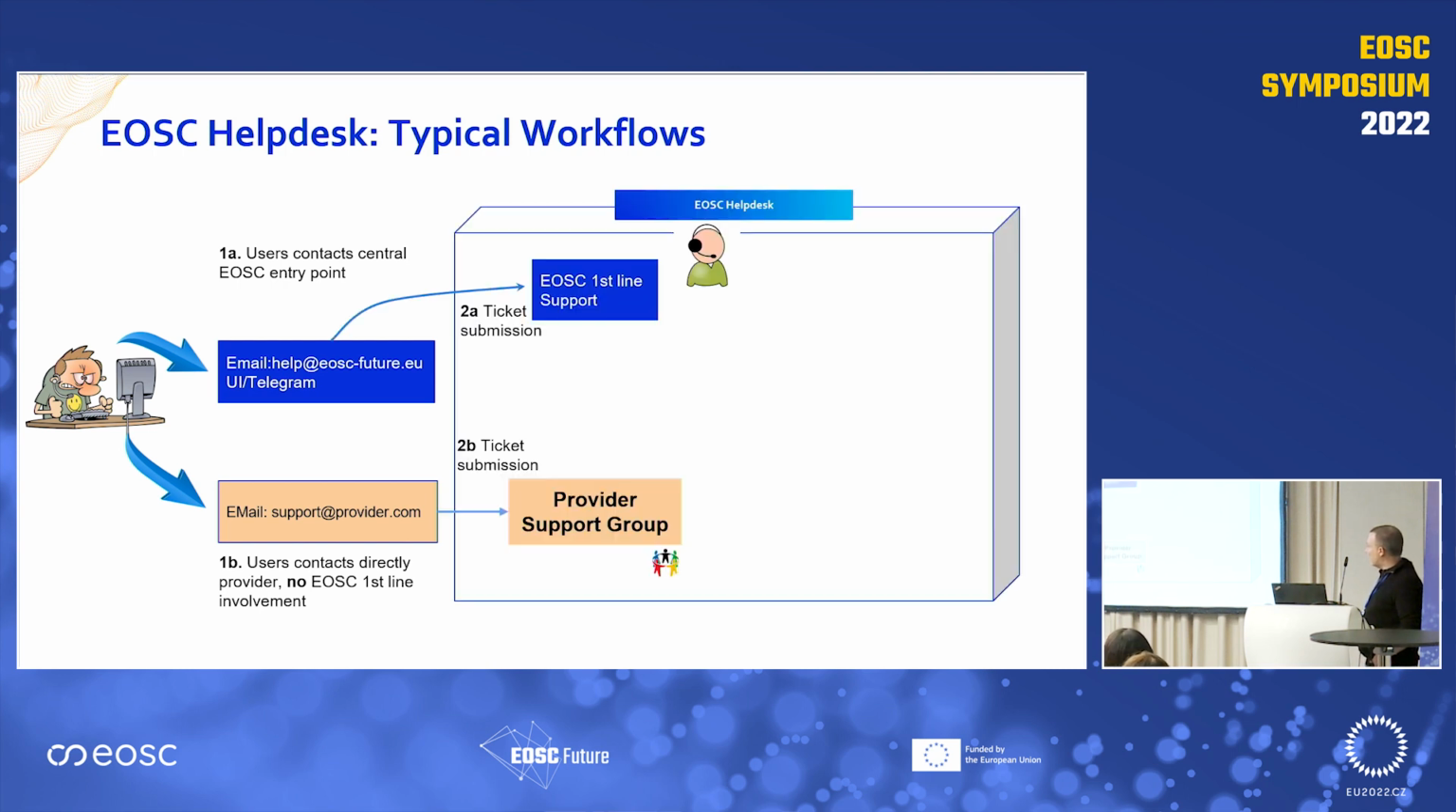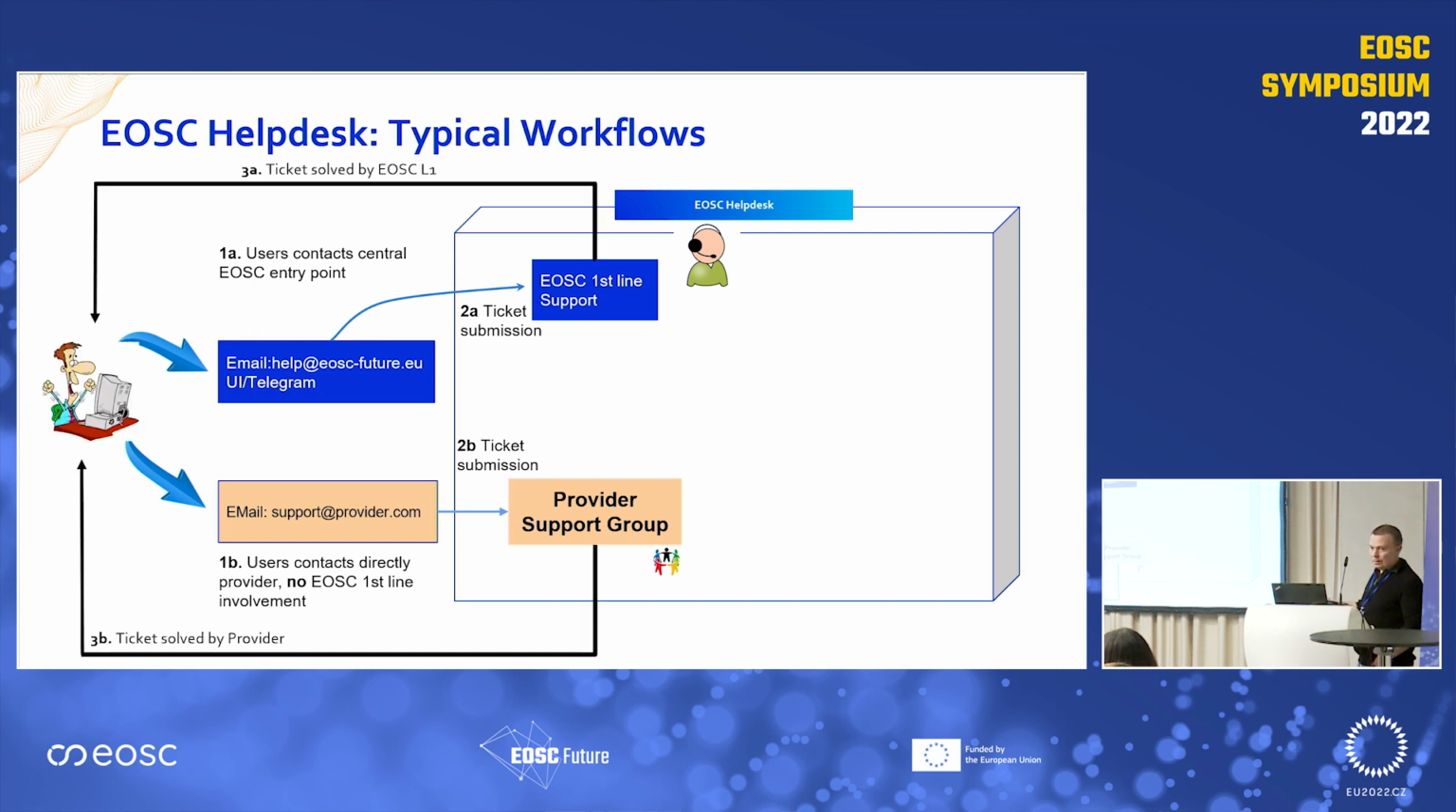And then the ticket is accepted by the first level 1 of the EOSC or by the central support group at the provider side. If the ticket is basically solved at that level, the user gets a notification that the ticket is solved and the user is happy. What happens if that is not the case? These initial support levels, these front support levels, they cannot basically resolve the problem.